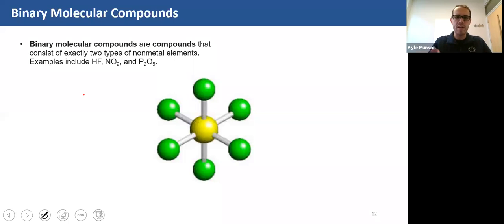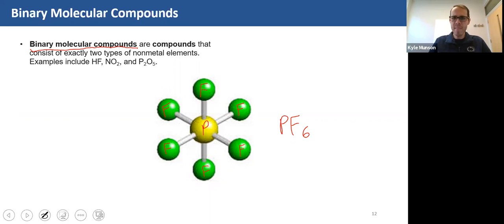So some examples here are a hydrogen bonded to a fluorine, a nitrogen bonded to two oxygens, two phosphoruses bonded to five oxygens. The example shown here, I believe, is a phosphorus bonded to 6 fluorine atoms. PF6 would be its formula. So again, these are all examples of two different nonmetals bonded together, two different types. And again, this is what we call binary molecular compounds.